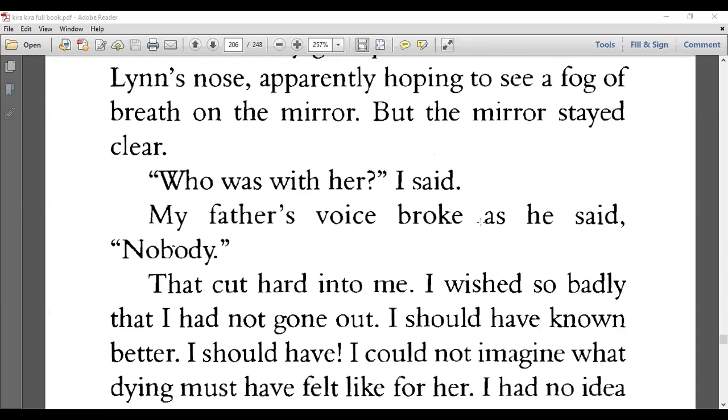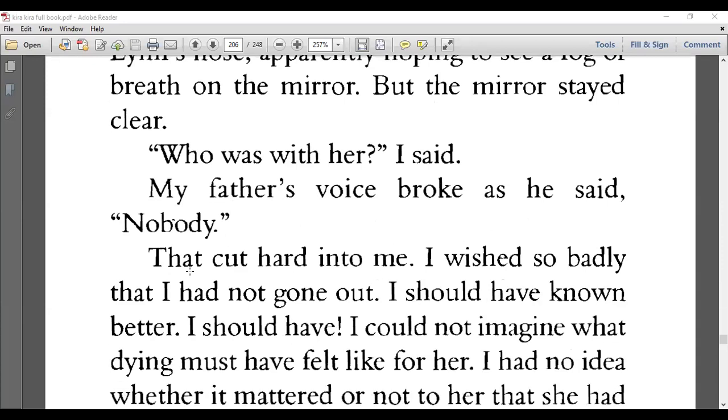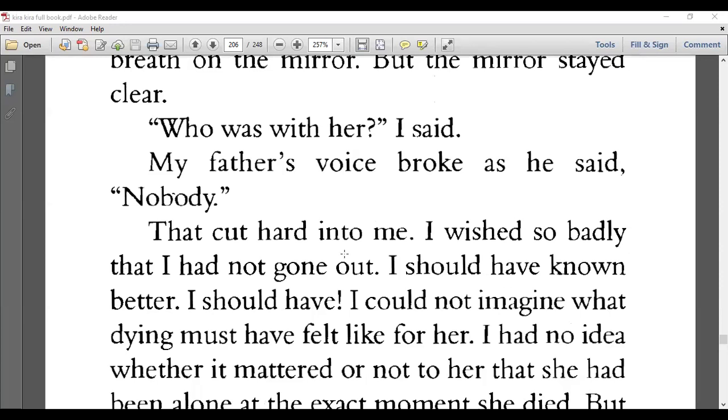"Who was with her?" I said. "My father's voice broke as he said, "Nobody." That got hard into me." Okay, we already discussed previously how guilty Katie was feeling about going to school and leaving Lynn's side of the bed. But she did go on this Thanksgiving. What was it that they went to? Can someone just remind me what did they do on Thanksgiving? They went to Mrs. Muramado's party. This is for New Year's, and for Thanksgiving they went to a new campsite that Jada Boy, who's Uncle Katsu's friend, suggested, which he liked and said that they should try. Exactly, perfect, thank you, Ward.